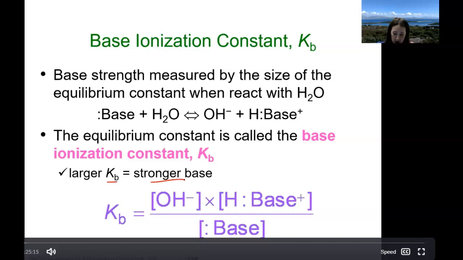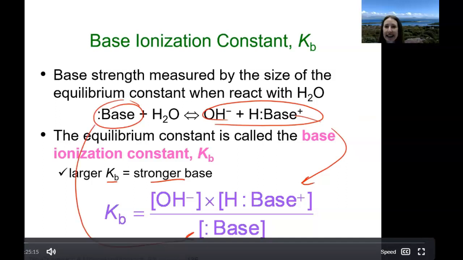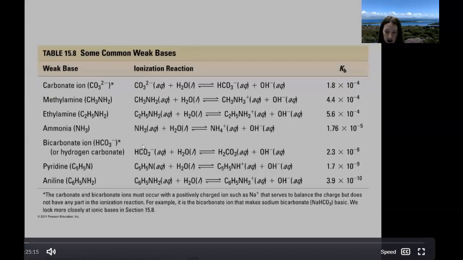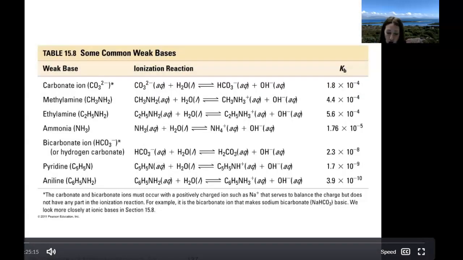The bigger that Kb is, the stronger it is, right? It's just products over reactants. Same thing, right? Just remember, it needs to say Kb, and I'm going to teach you how to go back and forth to Ka and Kw in just a second. So if we look at these weak bases, our strongest weak base would be the one with the biggest Kb. These are all weak because all of these exponents are negative. So they're all weak, right? This is the weakest weak base, because it's the smallest.